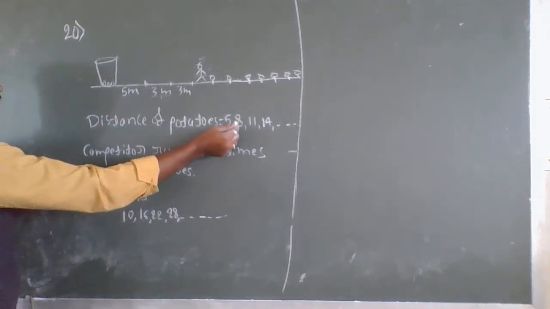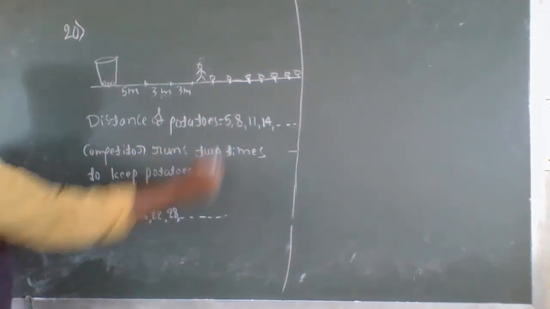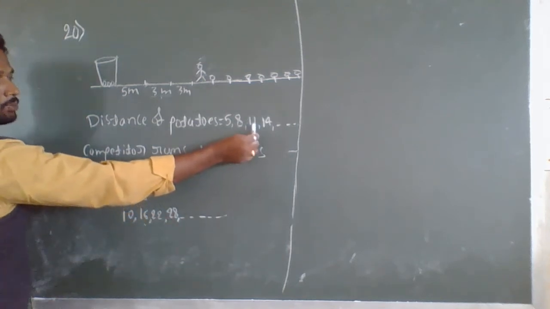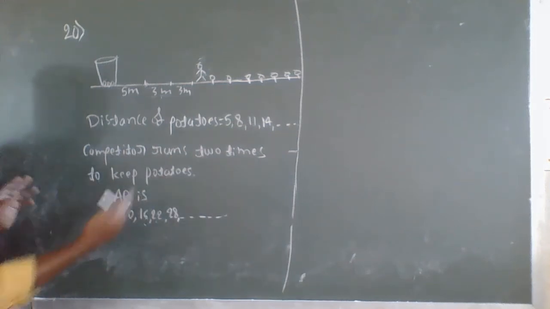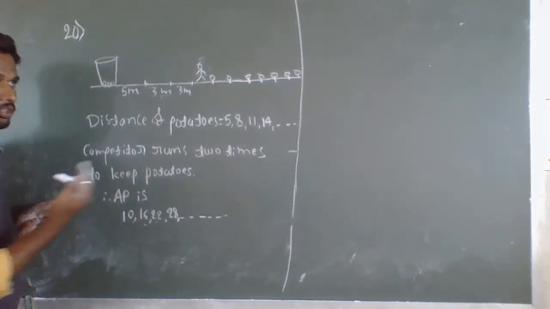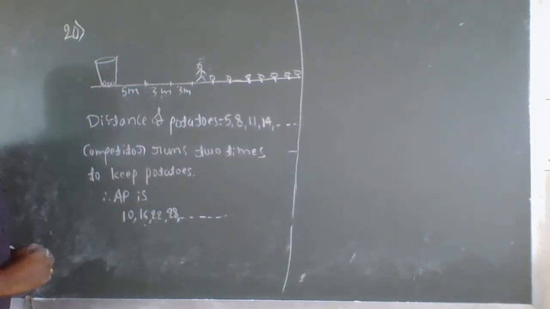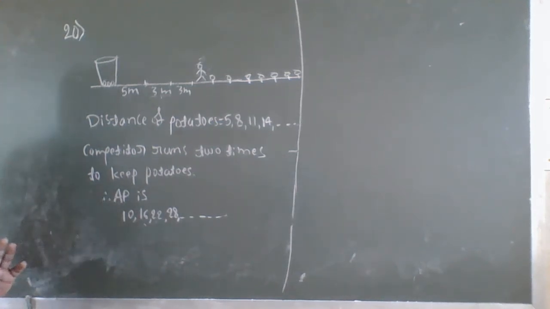Like this. The second potato is at a distance of 8 meters, meaning she has to run a total of 16 meters. Next, the third one. The third potato is at a distance of 11 meters, meaning she has to run 22 meters because she has to come back again. Like this only, 14 meters means 28 meters she has to run. So now the AP is 10, 16, 22, 28.